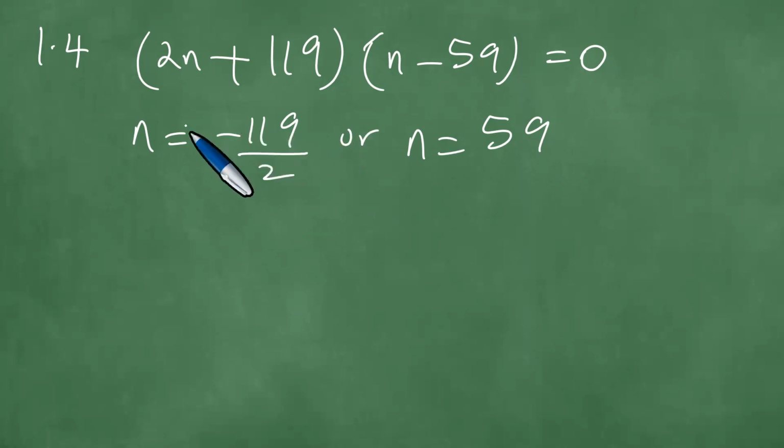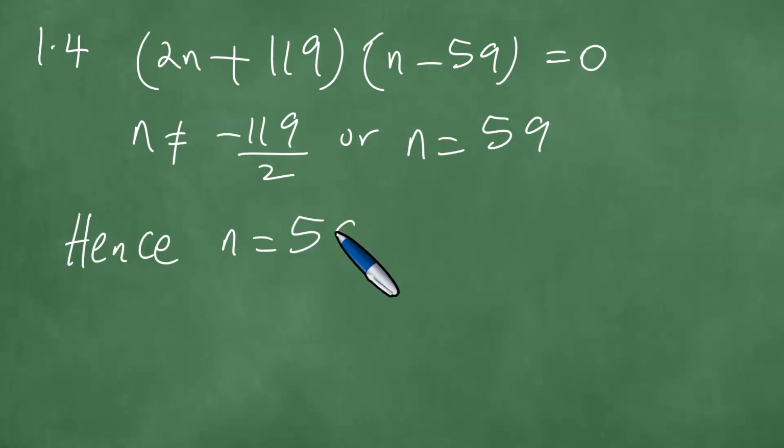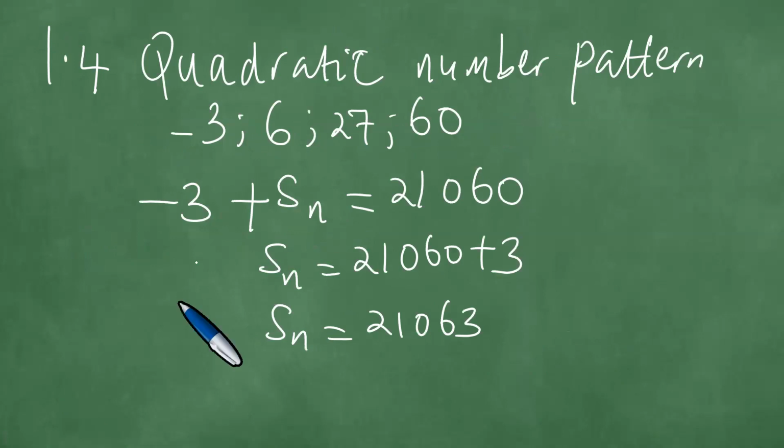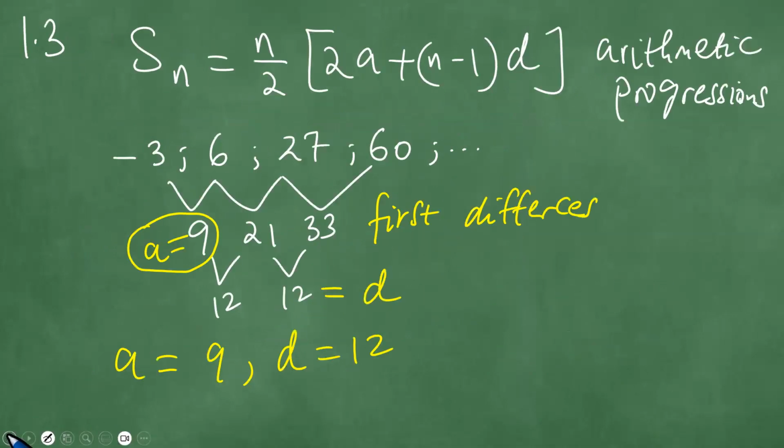But we agree, therefore, that n can't be negative, because it's the number of terms. So we can't have a negative number of terms. And hence the number of terms would be the positive number. And therefore, n is only what? It's only 59. And that is the answer to the question, because it was a little bit of a worded question. They just said here you have the first term of the quadratic number pattern, and you are adding consecutive first differences, and now we're just adding Sn. Okay, good. Let's look at the next question.